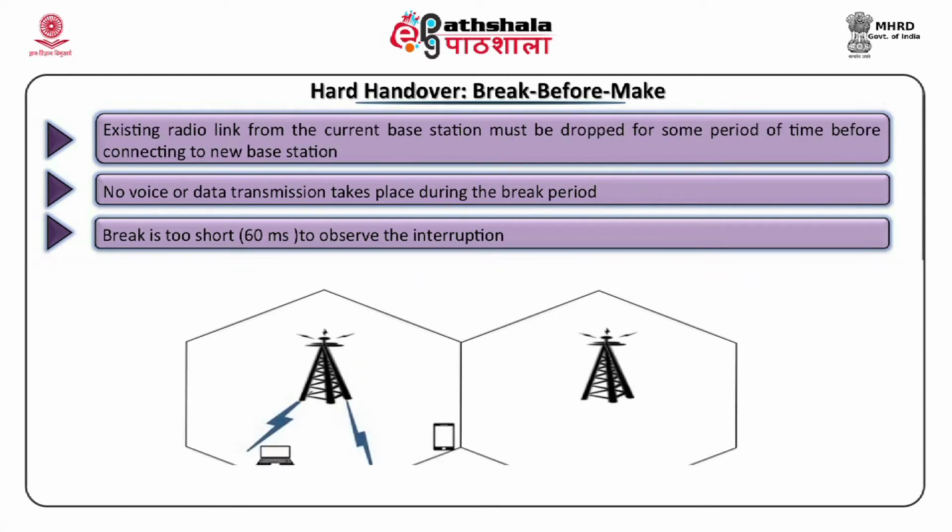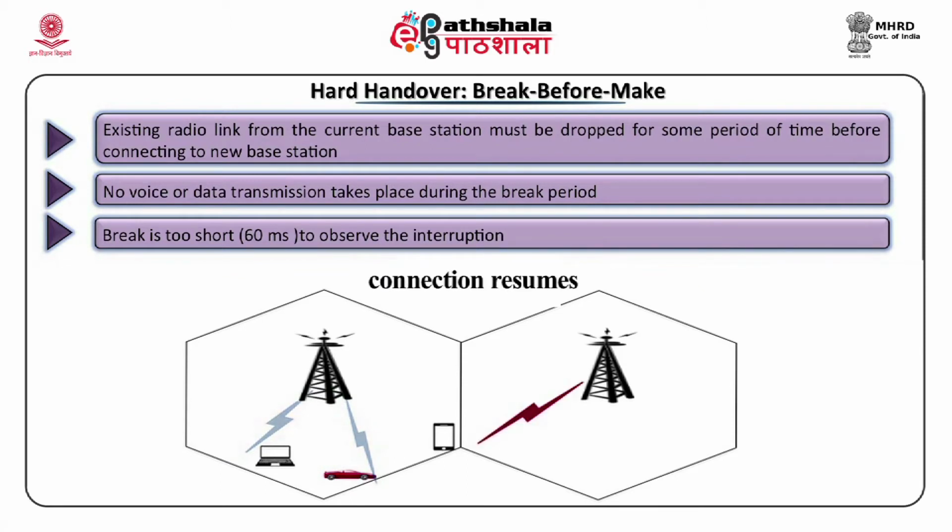Like a mobile station is making a call using a particular channel from a current base station. So, when it starts receiving a low signal from that particular base station and it receives strong signals from the new base station, then the channel or the link which it is currently using, and which is of low quality, should be disconnected for some particular period of time. Now, during this period of time, no voice or data transfer takes place.